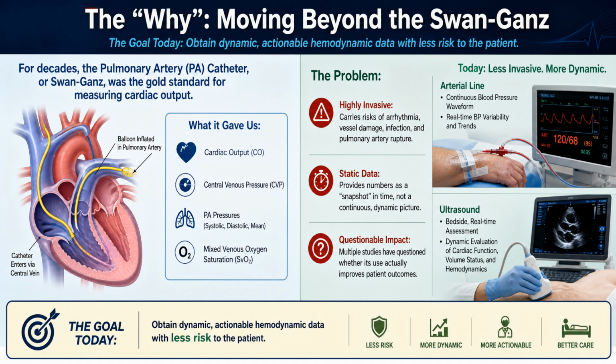For many years, the pulmonary artery catheter, or Swan-Ganz, was the undisputed gold standard. It gave us our core numbers: cardiac output, CVP, PA pressures, and SVO2. But as we all know, it's a highly invasive procedure with significant risks, including arrhythmias, infection, and even pulmonary artery rupture. Furthermore, it gives us static data, a snapshot in time. And perhaps most importantly, multiple large-scale studies began to question whether its use actually improved patient outcomes.